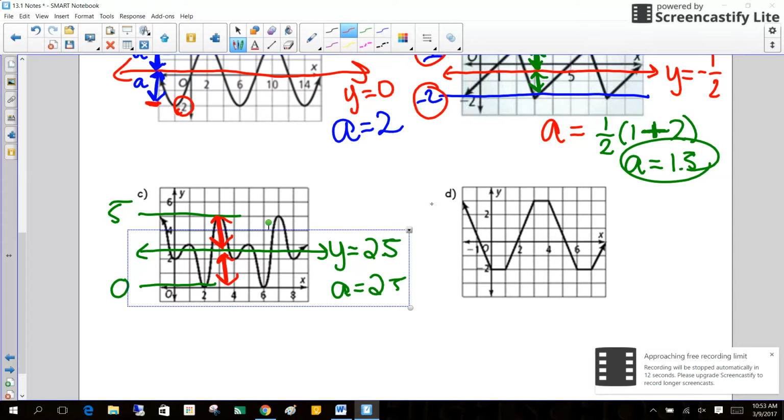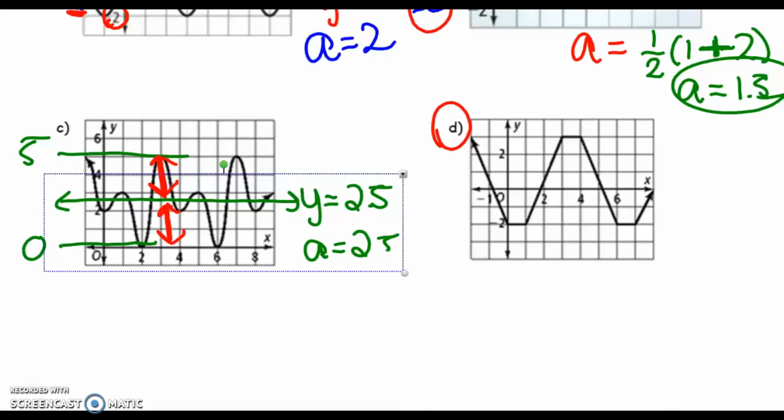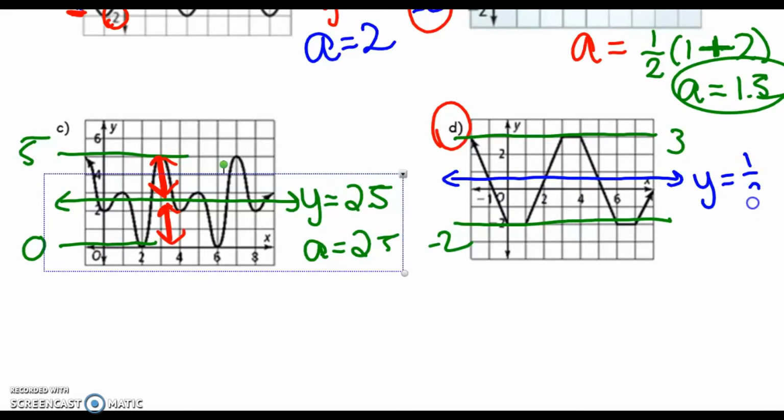So why don't you guys look at D? I want the equation of the midline, and I want the amplitude of the function. Okay, since the max is up here at 3 and the min is down here at -2, that means that our midline is halfway in between at a positive 1/2. So my midline is at y equals 1/2.